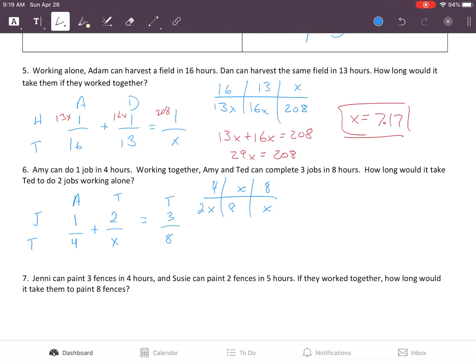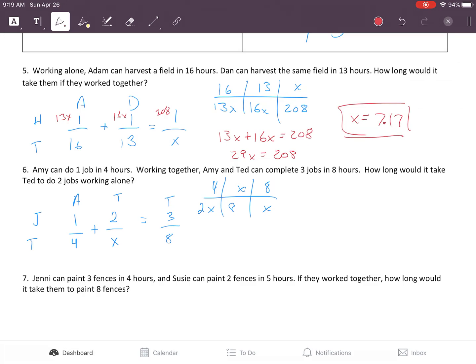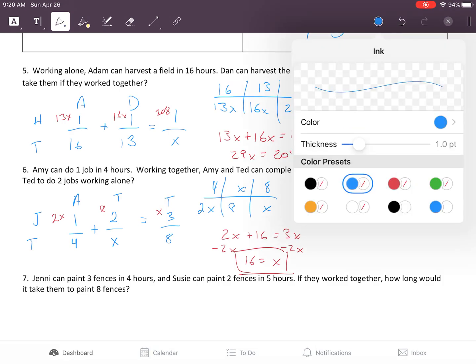So let's change colors again, and I'll show you how that works over here. You're going to multiply the numerators by what was missing in the common denominator. So this is going to be 2x. It's going to be 8, and this is just going to be x. So we have 2x plus 16 equals 3x. If we subtract 2x from both sides, we're going to get 16 equals x, and that is our answer, because x is now by itself. All right, go back to blue.